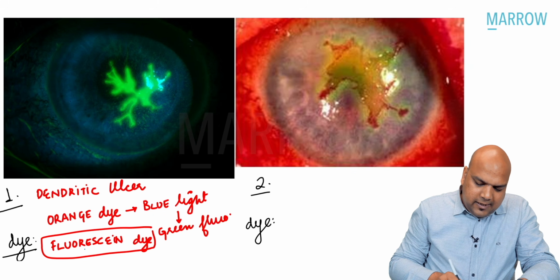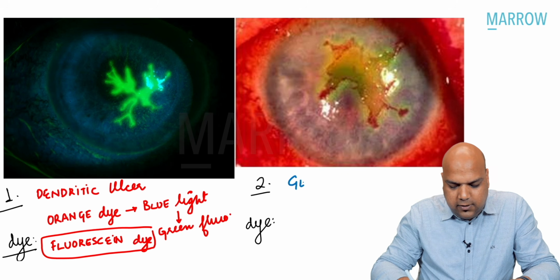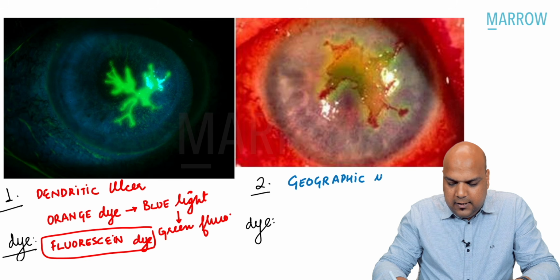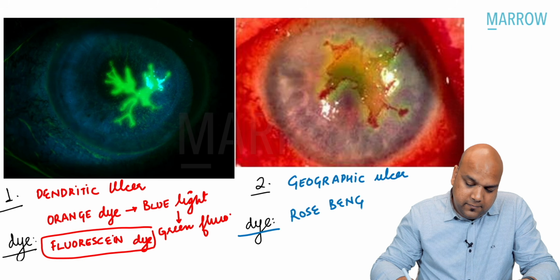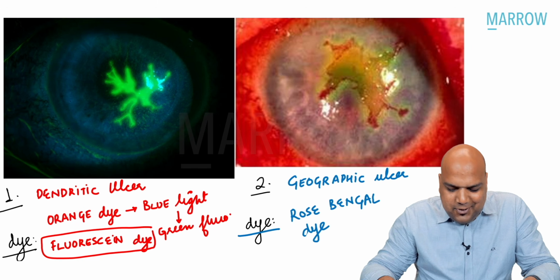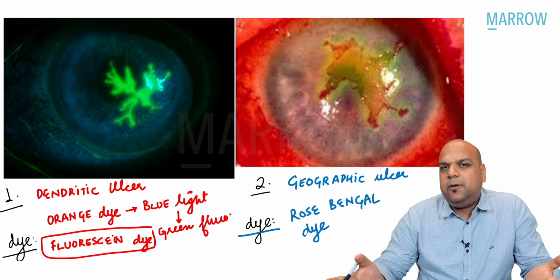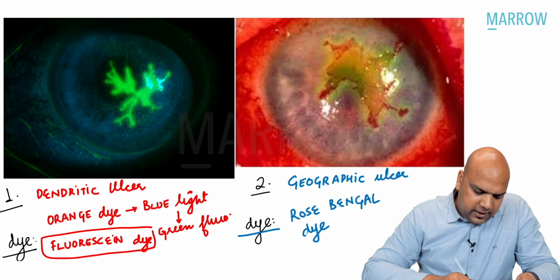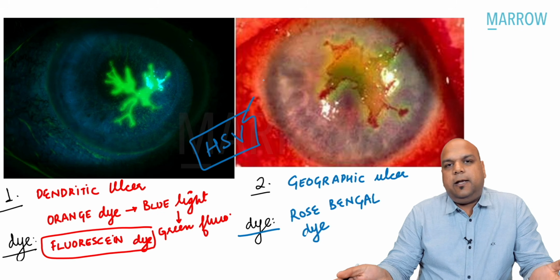Okay. Now what is image number two? What do we see here? A geographic ulcer, and rose Bengal dye. So, dendritic ulcer, geographic ulcer, and the dyes which have been written on the screen, these are two basic questions. All of us know that we are talking about which virus here? We are talking about herpes simplex virus, right?